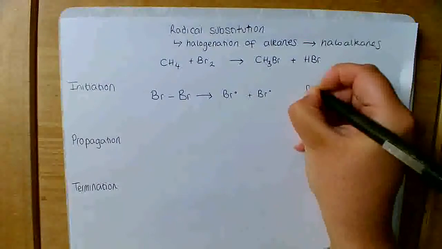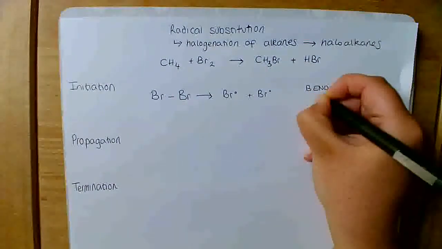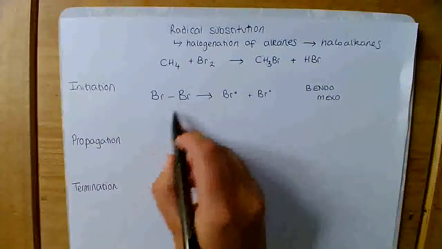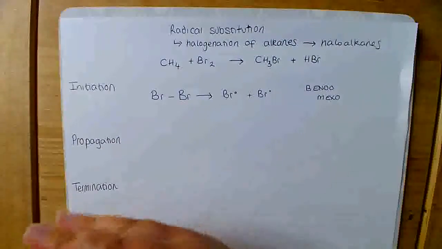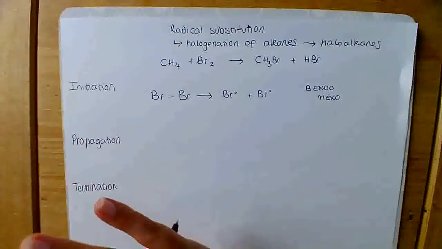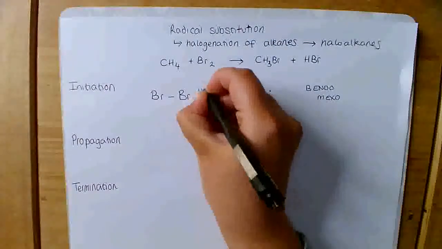Remember that breaking bonds is endothermic and making bonds is exothermic. So in order to break this covalent bond, we're going to need to put some energy in. And that energy will be transferred from the surroundings to the system. And this energy comes from UV light.